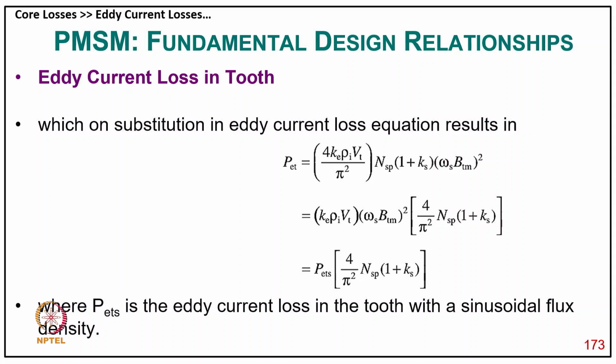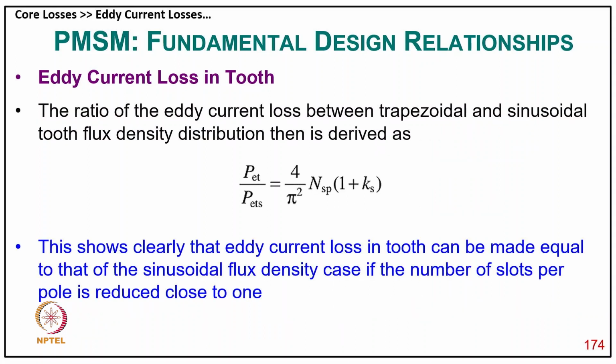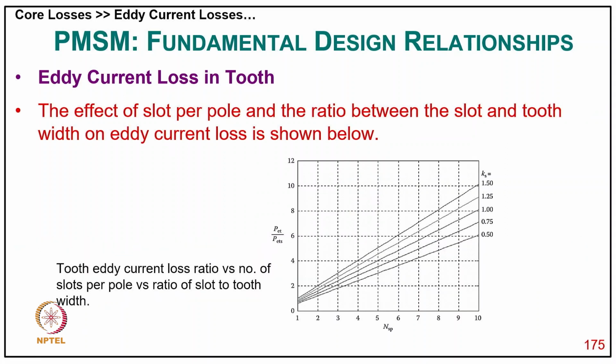Where P_ets is the eddy current loss in the tooth with the sinusoidal flux density, and the ratio of the eddy current loss between the trapezoidal and sinusoidal flux density distribution is derived as Pt equal to P_ets times 4 upon pi square Nsp (1 plus Ks). So, this shows clearly that the eddy current loss in the tooth can be made equal to that of the sinusoidal flux density case if the number of slots per pole is reduced close to 1.